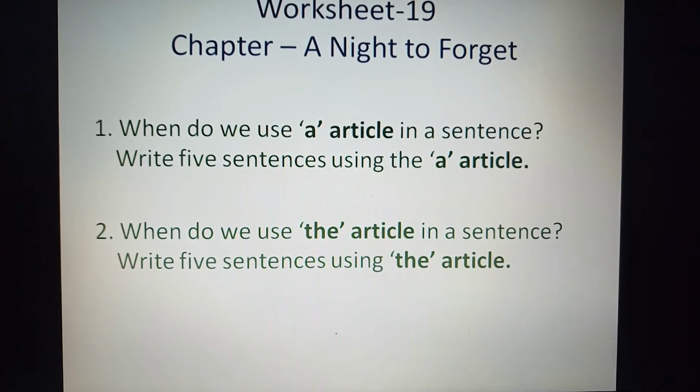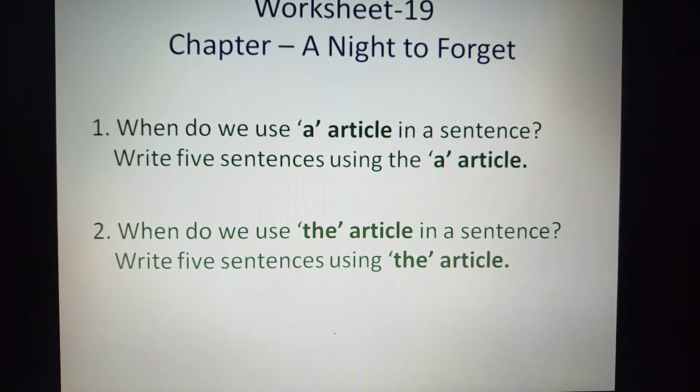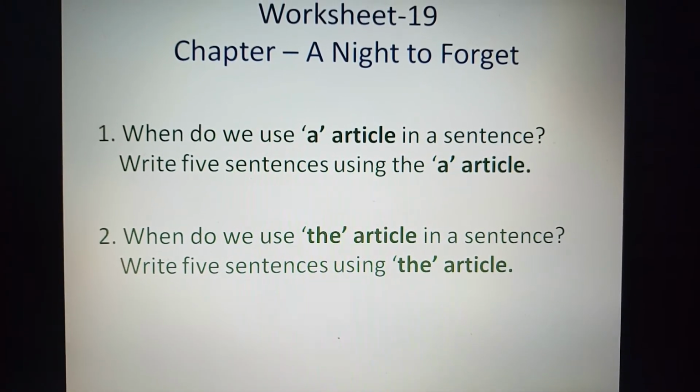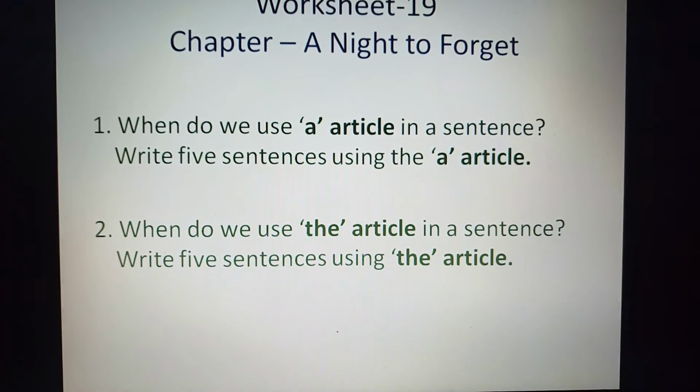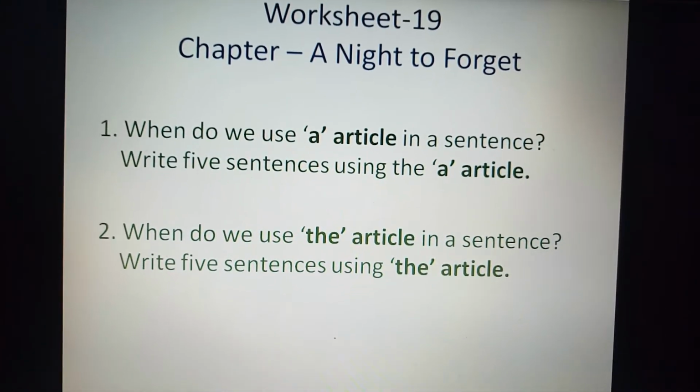But initially do explain the answers. When do we use the article a? Then write the 5 sentences. And for number 2, do explain when we use the article the, and then write 5 sentences.